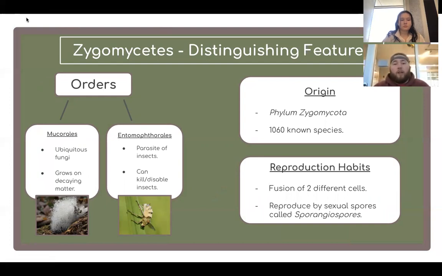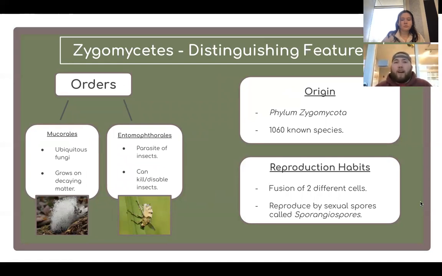Mucor is a ubiquitous fungi, which means it's commonly found. It also grows in decaying matter. The picture shown is an example of a Mucor. Entomophthora is a parasite to insects that can kill and disable them. In the picture shown, the yellow coating on the insect is acting as a parasite and it's harming them.